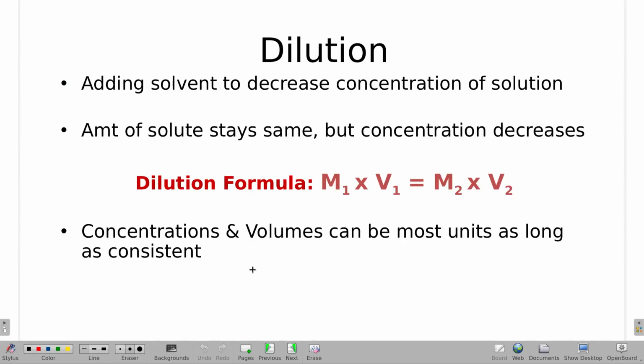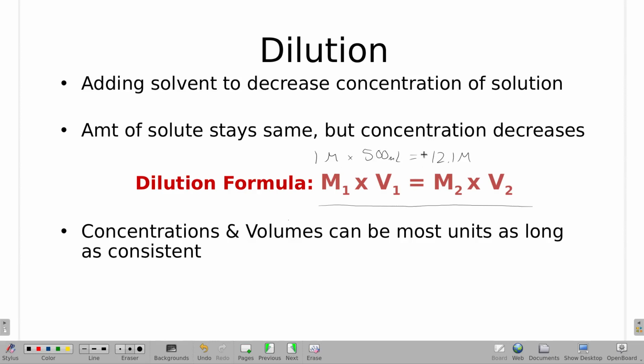But how we do the dilutions is kind of interesting, because we actually can just use this one single formula: MV equals MV. Molarity times volume equals molarity times volume. Like I just said, I wanted to make some 1 molar solution from that 12.1 molar solution. Well, what I need to know is, how much do I want to make? Let's say I want to make 500 milliliters of it.